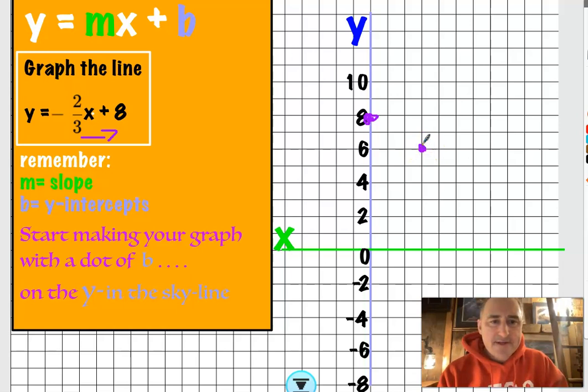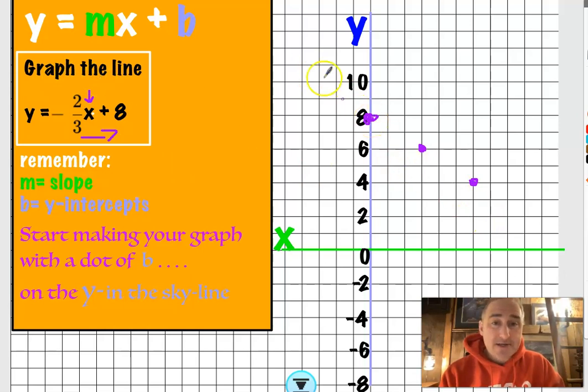And then from this dot, I count again. I count down 2 because it's a negative 2, and over 3 to the right. Down 2, 1, 2, over 3, 1, 2, 3. I place a dot in the corner of the grid line, and I'm not done yet. I need to draw the line because it doesn't say graph the dots. It says graph a line.